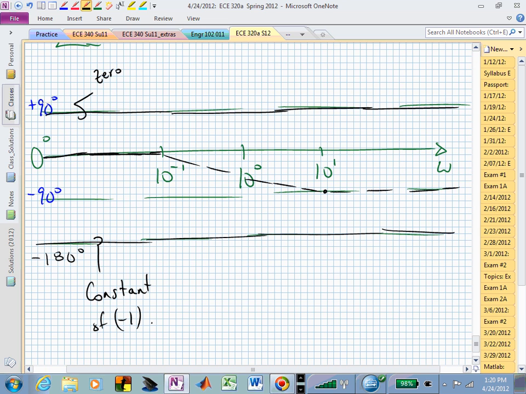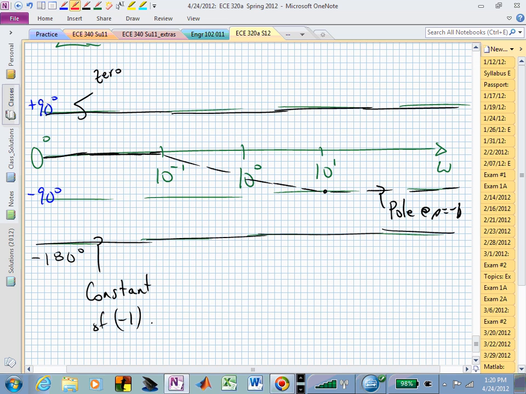I have three pieces now to add up, frequency for frequency. Does everybody understand where those three pieces are coming from? This is now due to the pole at S equal minus 1. I look back far enough to the left so that everything is somewhat well behaved. And I say, okay, I have 90, 0, and minus 180.